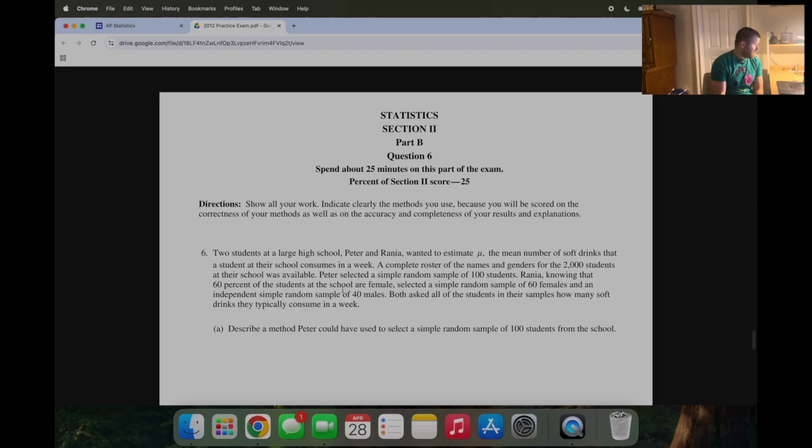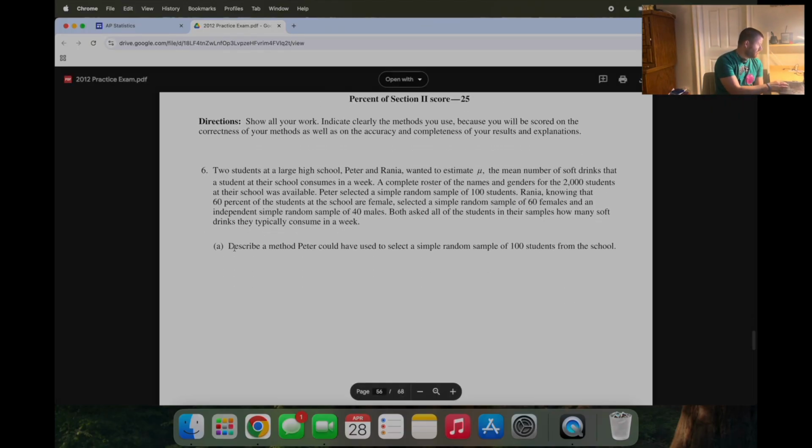did a stratified sample because they wanted it to be representative, right? Knowing that 60% was female. And so when I see part A, to describe a sampling method or describe a method Peter could have used, I need to make sure I do that same thing and that I am annoyingly specific.